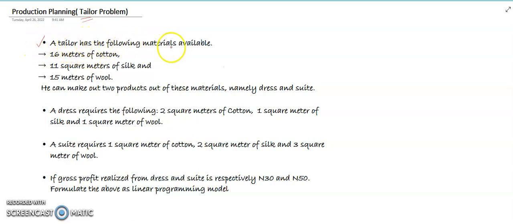A tailor has the following materials available. First thing first, in any operations research problem, the information you need to know is regarding the materials, that is, what materials he is going to work with. The first material he has is 16 meters of cotton, right? 11 square meters of silk, and 3 meters of wool. So he basically has 3 materials available for creating dresses.